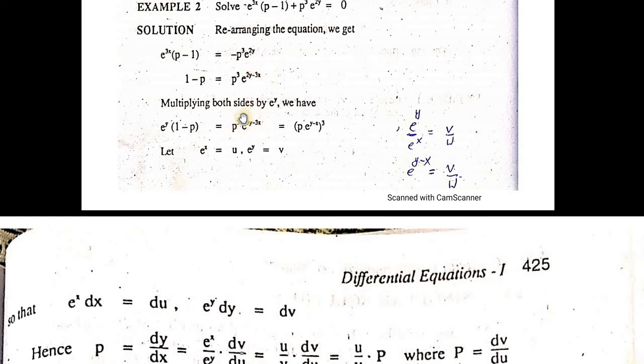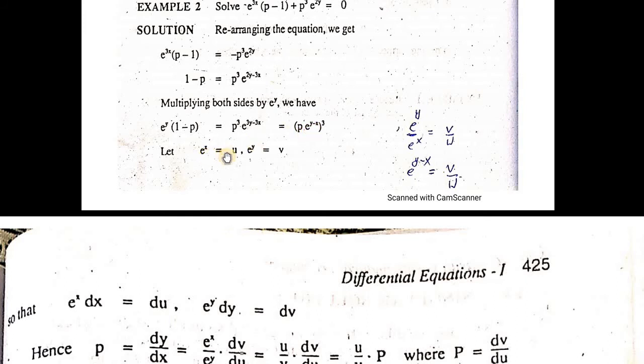Now writing this side as Clairaut, cube of p e power y minus x, we can take this 3 and 3 times y minus x as this 3. We can write this right side as cube of this one. Here we get e power y (1 minus p) is equal to (p e power y minus x) cubed. Here we see e power y minus x.